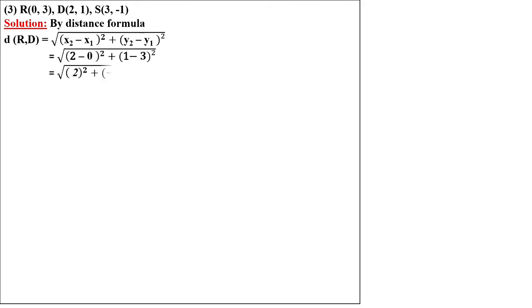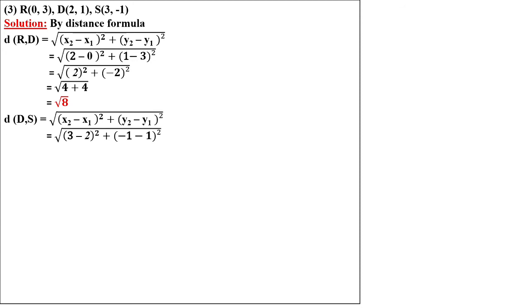The next one is given points R, D and S. By the distance formula, for the points R and D we'll find the distance by substituting the values. We get 2 minus 0 is 2, 1 minus 3 is minus 2. The square of 2 is 4, the square of minus 2 is also 4, so it became under root 8. Now the points D and S, substitute the values of x2, x1, y2 and y1. We get 3 minus 2 is 1, minus minus plus 1 plus 1 is minus 2. The square of 1 is 1, the square of 2 is 4. So we get under root 5.